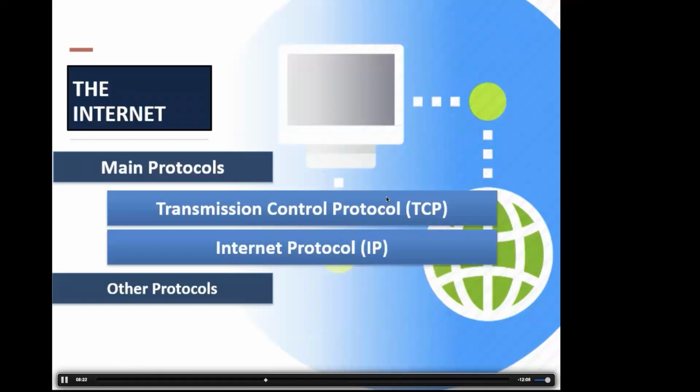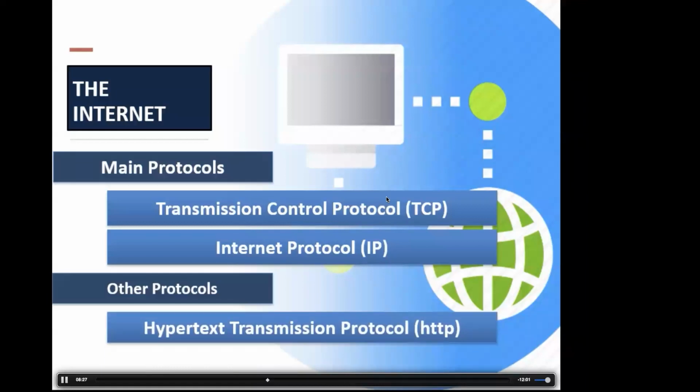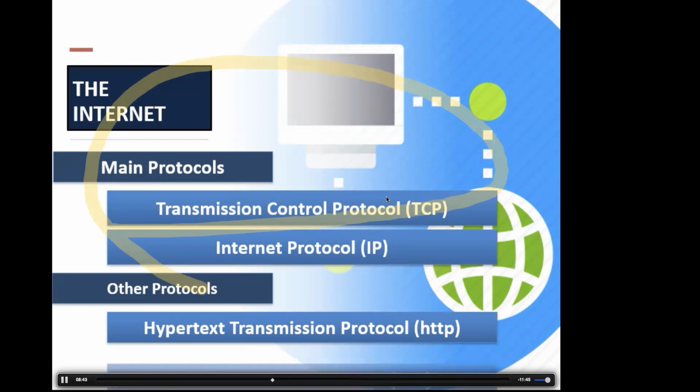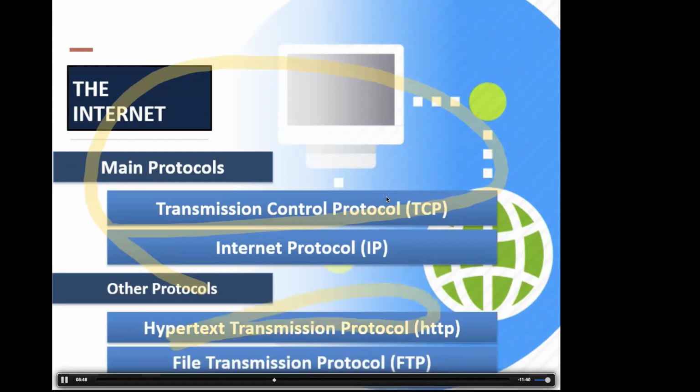Other protocols that are also used on the Internet are the following. We have the Hypertext Transfer Protocol, or HTTP. It is an underlying protocol used by the World Wide Web, and this protocol defines how messages are formatted and transmitted, and what actions web servers and browsers should take in response to various commands. We also have the File Transfer Protocol, or FTP, permitting users to send all types of electronic files over the Internet. It is a standard network protocol used for transfer of computer files between a client and server on a computer network.